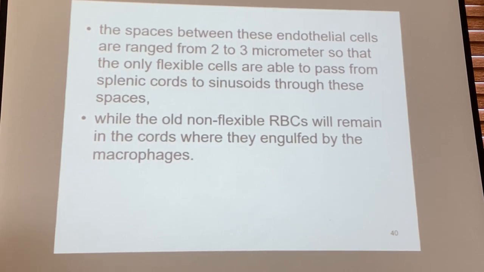The spaces or gaps or slits found between the endothelial cells have a diameter of about 2 to 3 micrometers. So only flexible cells can pass. The shape of the RBC is biconcave, thin at the center and thick at the periphery, and they are very flexible. They can be squeezed and enter through the lumen of the capillary.